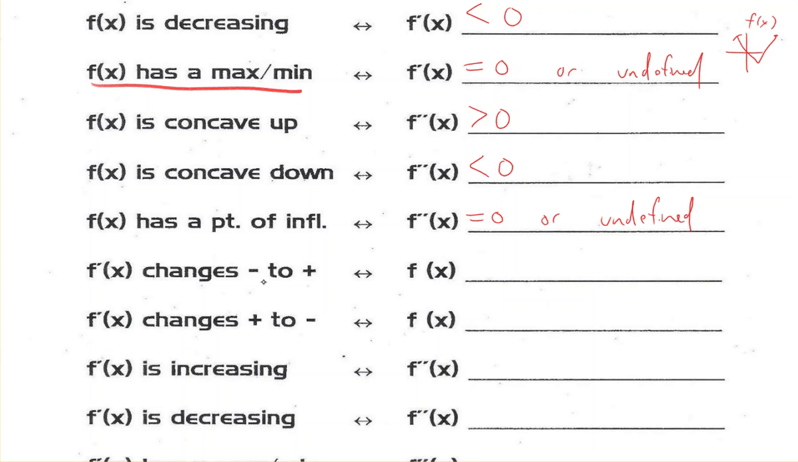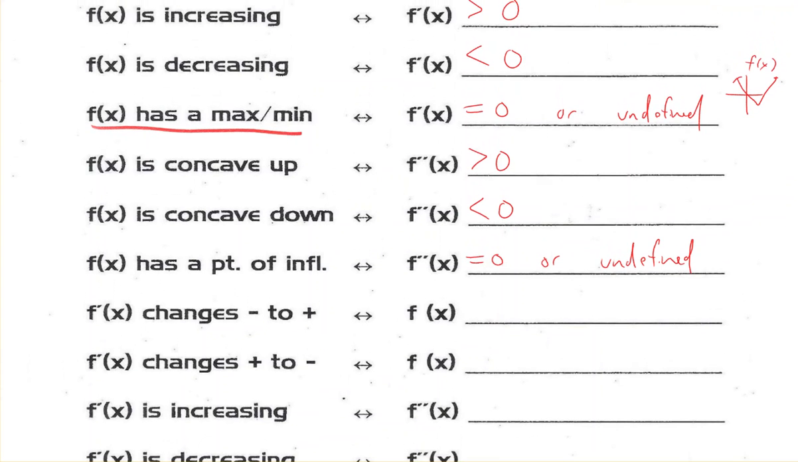If the derivative goes from negative to positive, so I'm using this for these two. If it goes from negative, decreasing, to positive, increasing, the graph was going down and then it's going up, then that is going to be a min, at least a local min. Might not be the absolute min, but. And if it was going up and then it's going down, then we know we've got at least a local max.